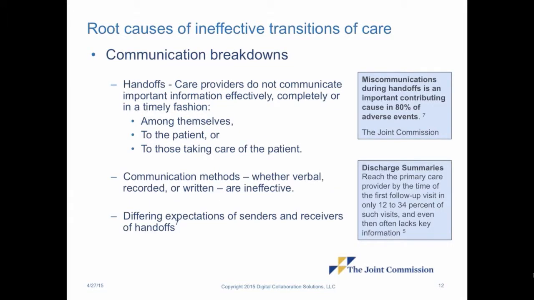Communication breakdowns. Handoffs aren't happening properly. Providers themselves aren't communicating amongst themselves effectively or completely. So they're not communicating among themselves, with the patient, or with those taking care of the patient, the family, the friends, the downstream providers, the different types of providers. It just doesn't happen well. The handoffs don't happen well. And the Joint Commission says if you look at problems, 80% of the time miscommunications during handoffs is one of the main reasons that you're having issues.